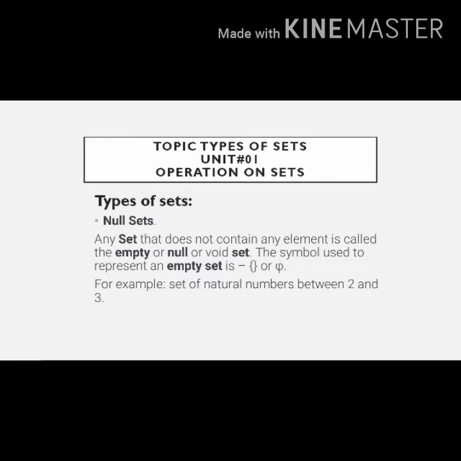Now see the example that is given here. Set of natural numbers between 2 and 3. As you already know, there is nothing between 2 and 3, so the answer will be the empty set.